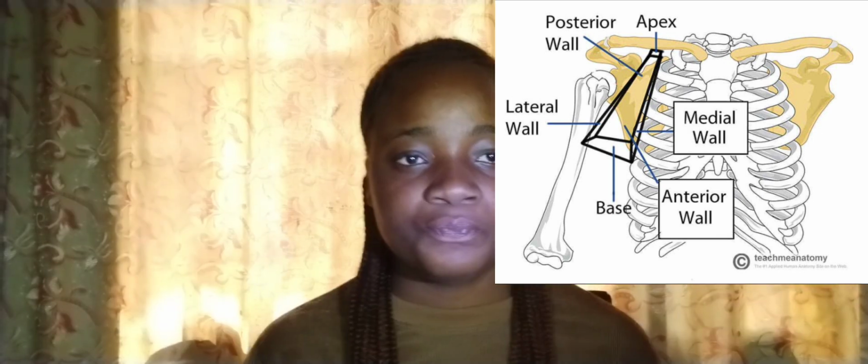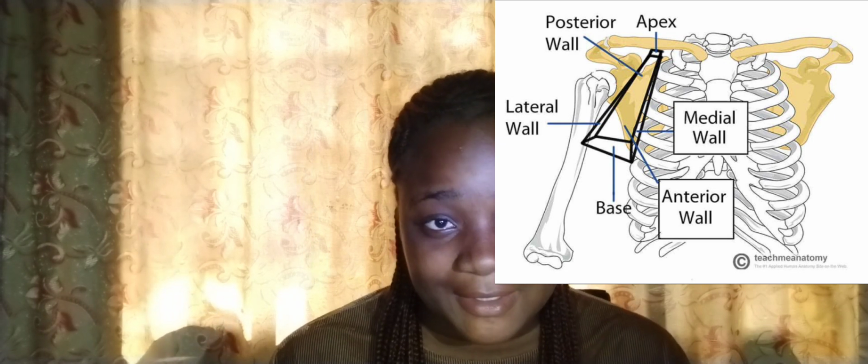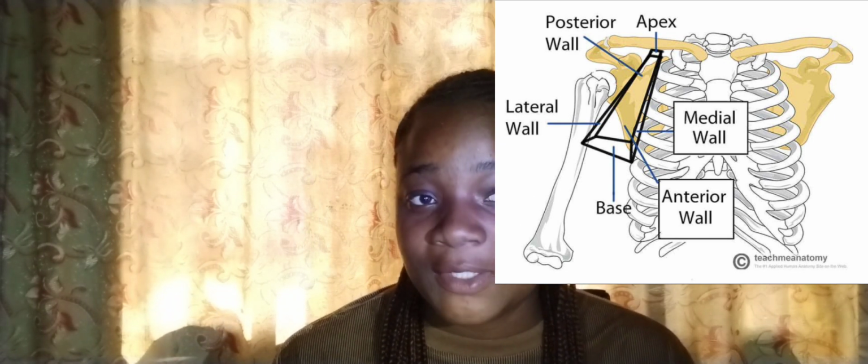The apex can also be called the cervico-axillary canal, which allows vessels and nerves to enter the arm, the upper limb. The base of the axilla is formed by axillary fascia and skin, but anteriorly it is bounded by the anterior axillary fold. The pectoralis major muscle forms the anterior axillary fold, and posteriorly it is bounded by the posterior axillary fold, which is formed by the latissimus dorsi muscle.